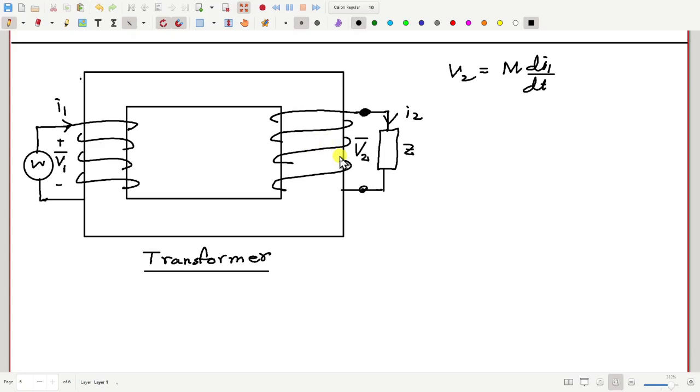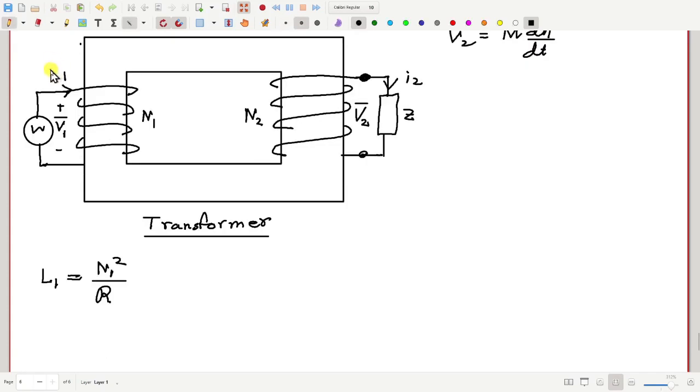Now in this situation, if N1 is the number of turns of the first coil and N2 is the number of turns of the second coil, and the applied voltage is V1, then how much is the self-inductance of the first coil? It is N1 squared by the reluctance of the core. So how much will be the phasor value of current I1?